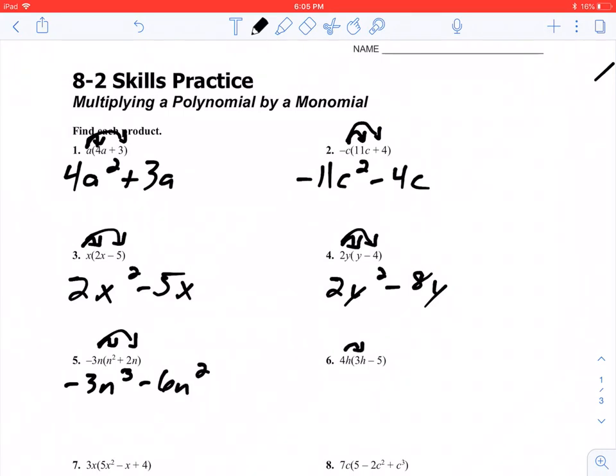This one is very similar to the last one, distributing the 4h. 4h times 3h is 12h to the second. And then 4h times negative 5 is negative 20h.